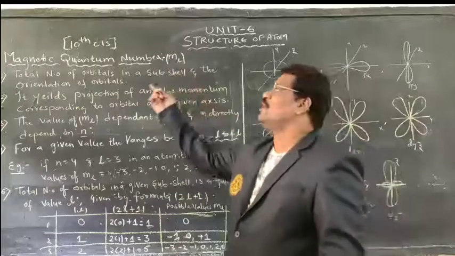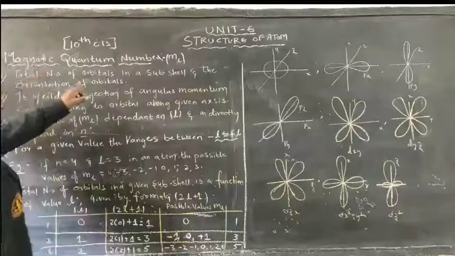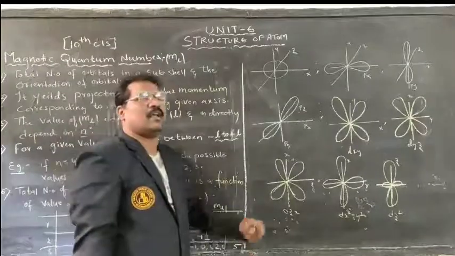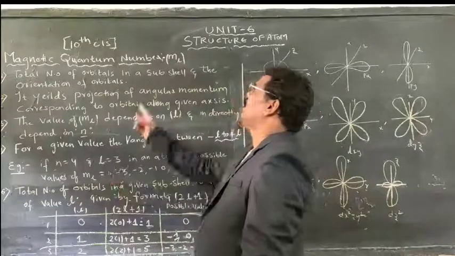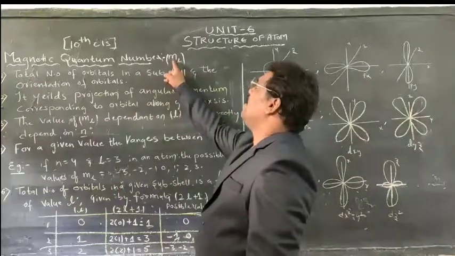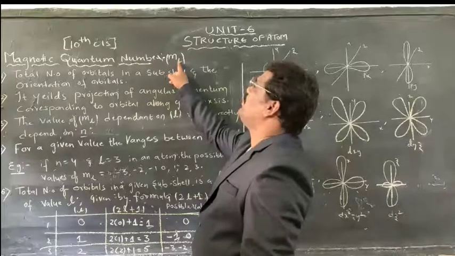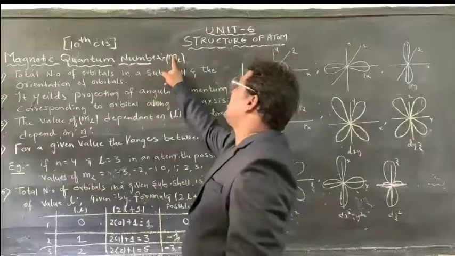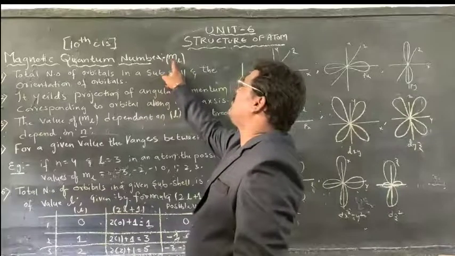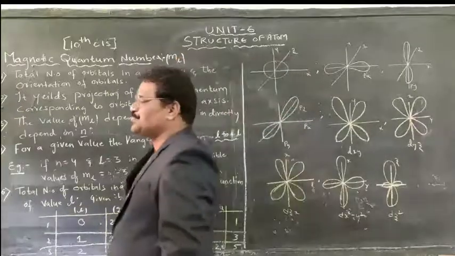Now coming to our magnetic quantum number. This magnetic quantum number was discovered by whom? Landé. He discovered it and designated it with m, with subscript l, meaning it depends upon the azimuthal quantum number. The magnetic quantum number m indicates the magnetic quantum number depending upon the azimuthal quantum number.